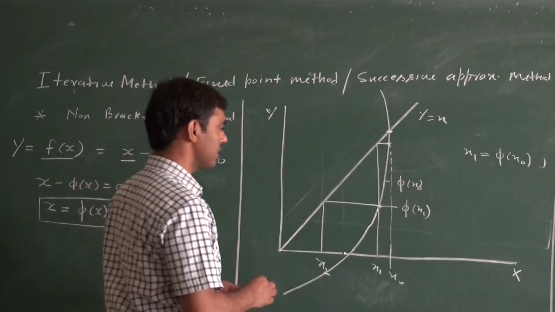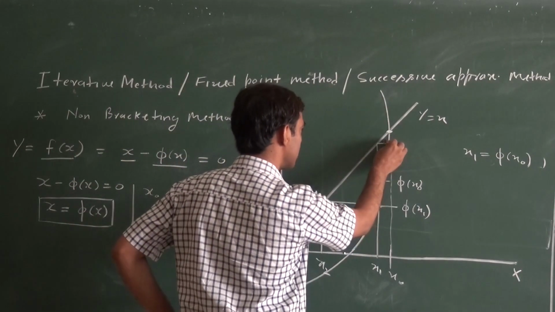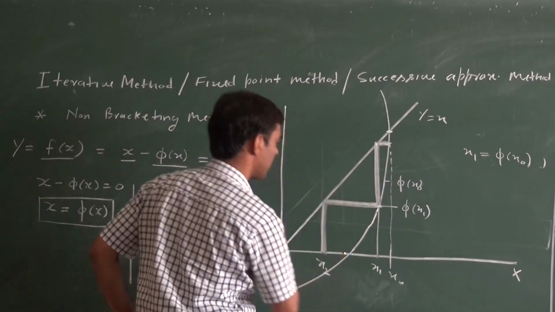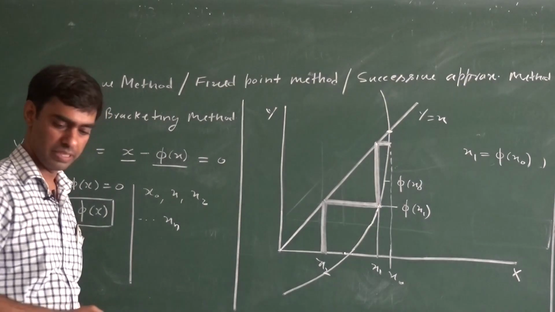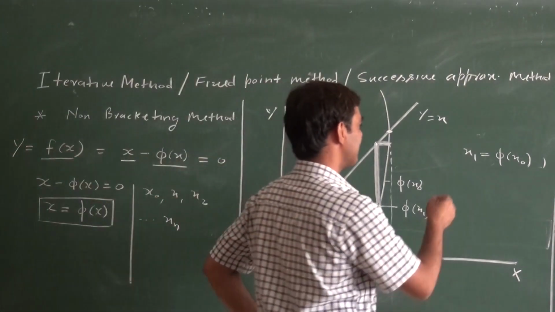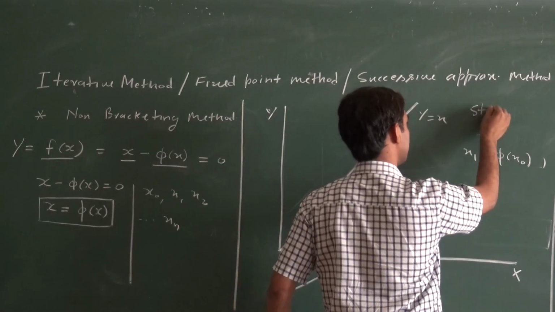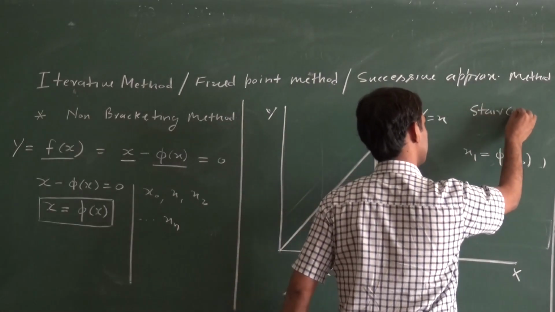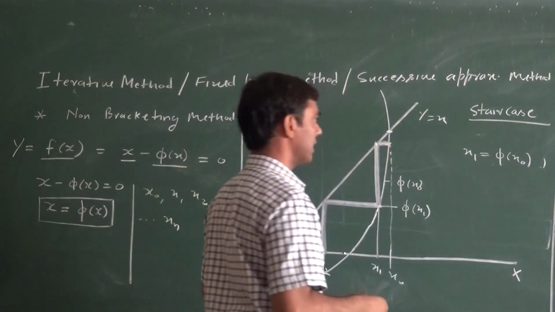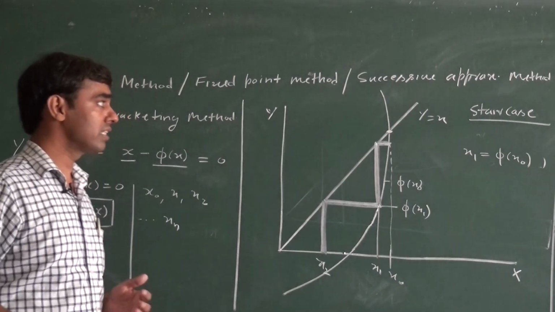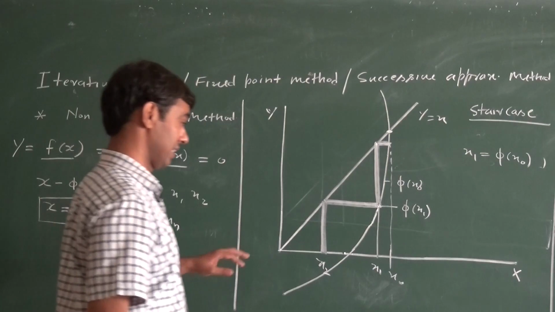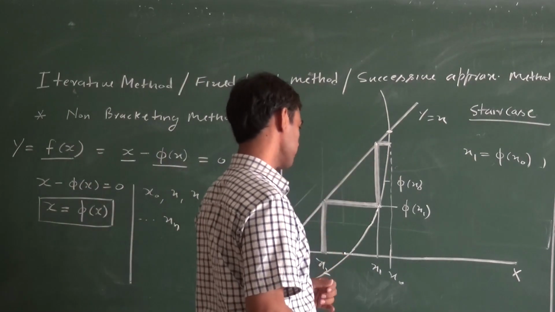In this case, you may see it looks like a stair, and due to this reason it is called a staircase convergence and divergence. The previous one was a spiral convergence, and this one is a staircase divergence.